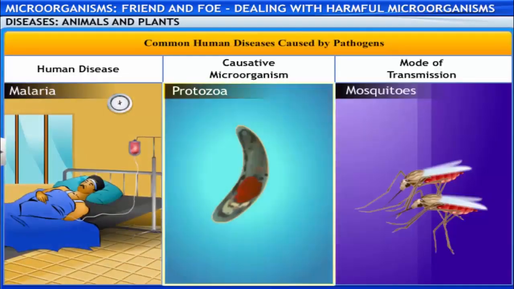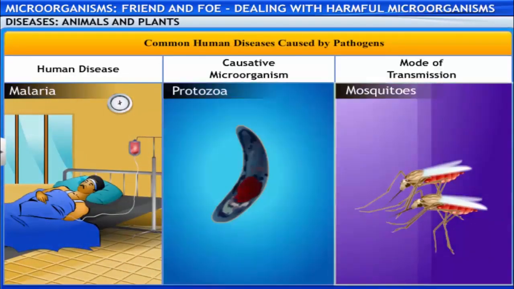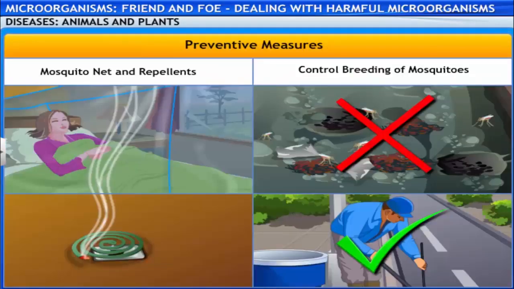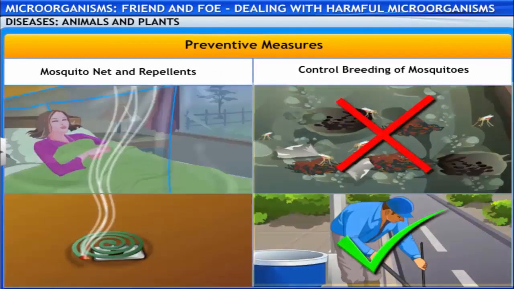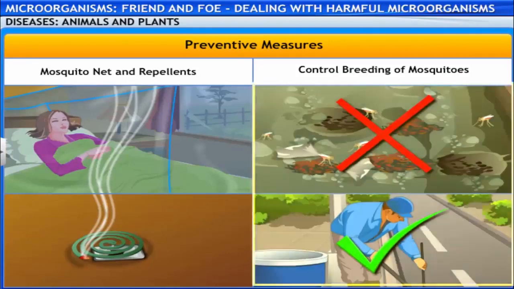Malaria, the disease caused by protozoa, is transmitted by mosquitoes. It can be prevented by taking simple steps like using mosquito net and repellent while sleeping and not allowing water to stagnate near residential areas, thus preventing the breeding of mosquitoes.